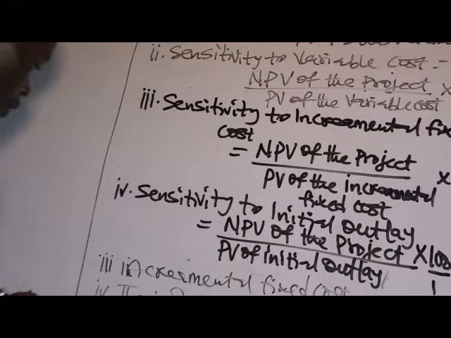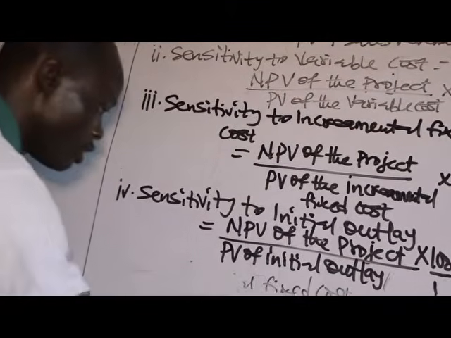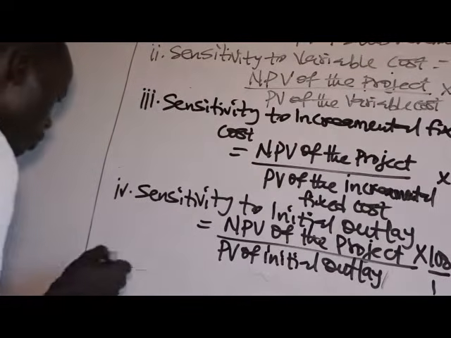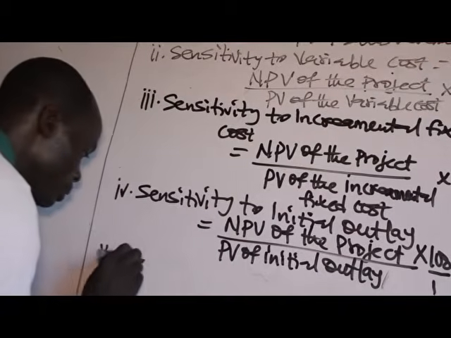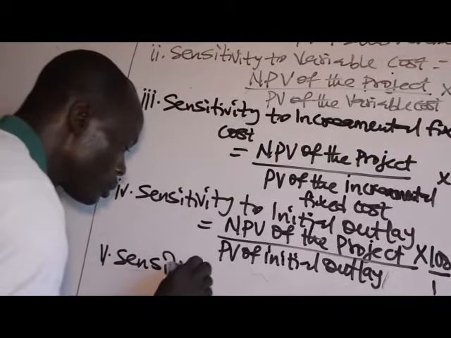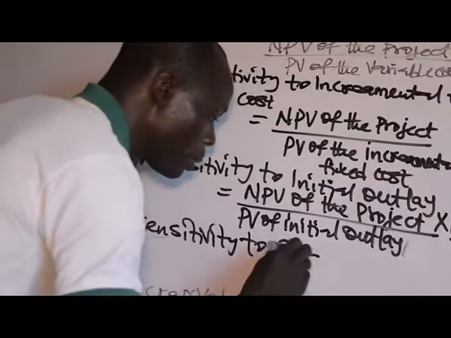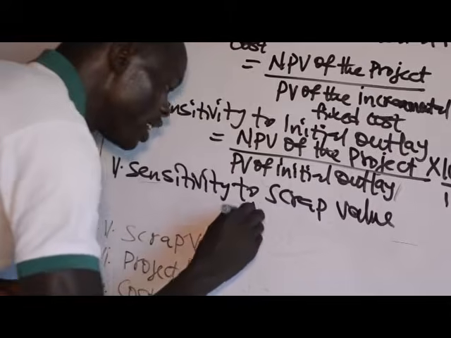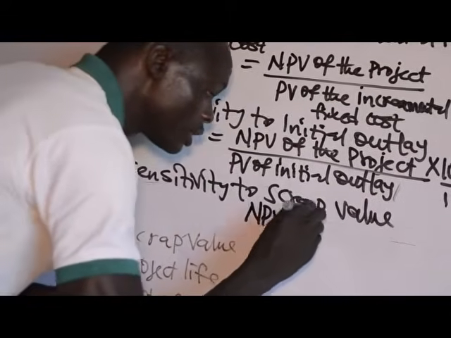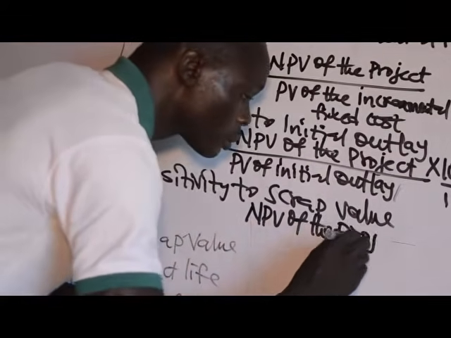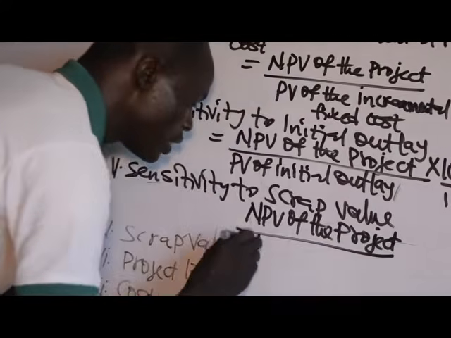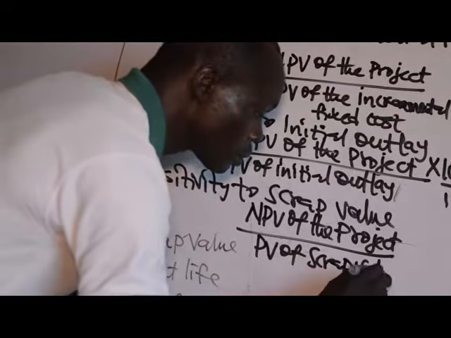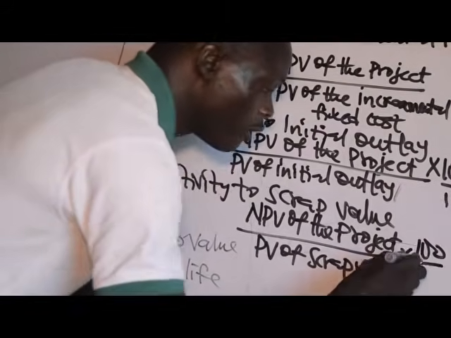Number 5, we have sensitivity to scrap value, and that will be the NPV of the project over the PV of the scrap value times 100 over 1.